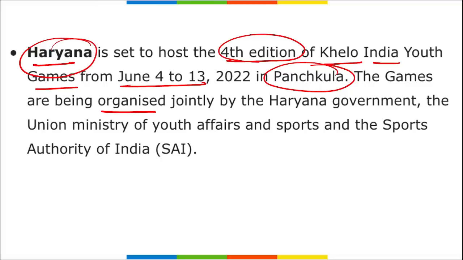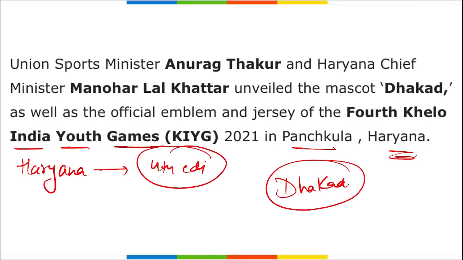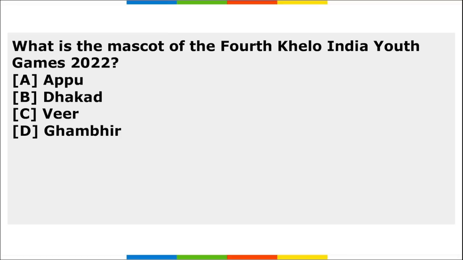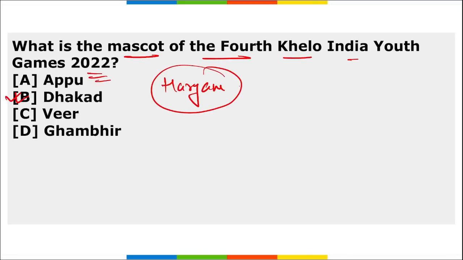These games are organized jointly by the Haryana government, the Union Ministry of Youth Affairs and Sports, and the Sports Authority of India. So coming back, the 4th edition of the Khelo India Youth Games will be held in Haryana. And what is the mascot of that game? It is Dhakad. What is the mascot of the 4th Khelo India Youth Games 2022? It is Dhakad. Where will they be held? In Haryana, in Panchkula.